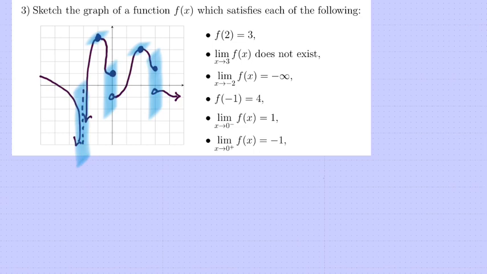Could you also have a vertical asymptote at x equals 3 instead? Sure. Okay.